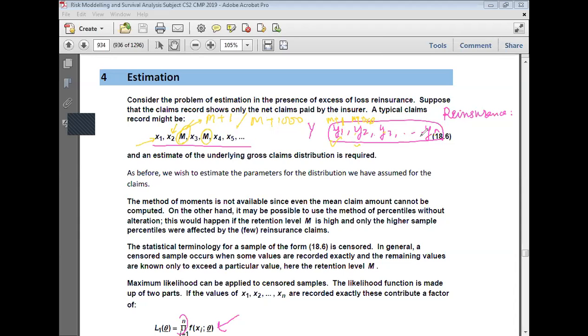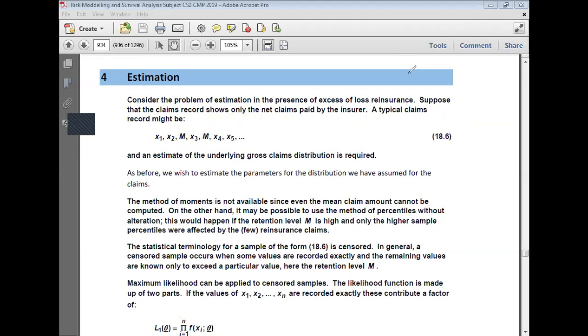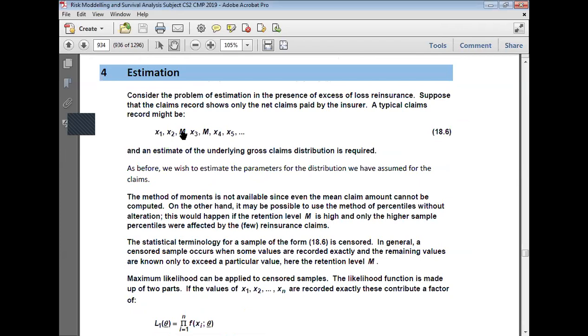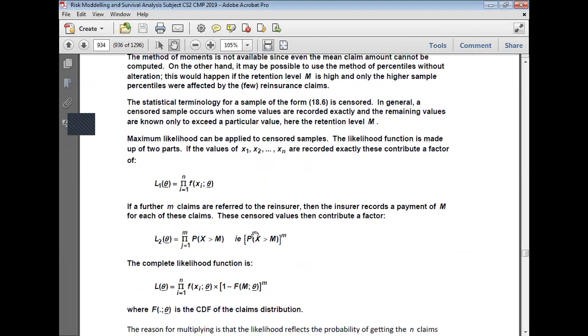Why can we multiply them together? Because we're assuming that all of these claim amounts occur independently of one another, and that allows us to multiply them together. Now we have to wonder what we can do with such a data set. We know that X1 has occurred for sure, but for these M values, we don't know the actual claim amount. These kinds of samples are known as censored samples, where some information is censored. You don't know all of it, but you know some of it.